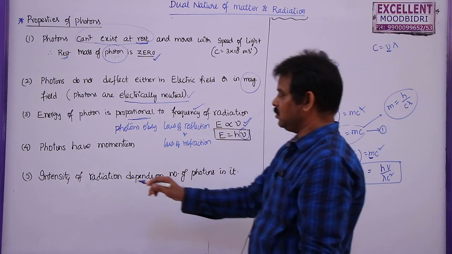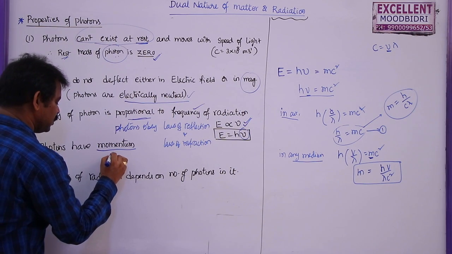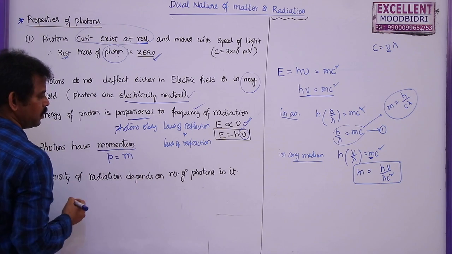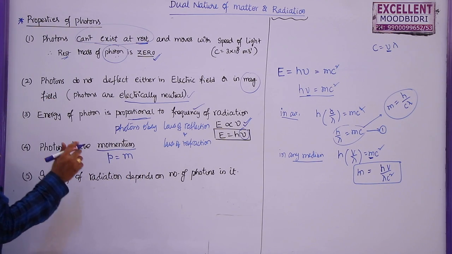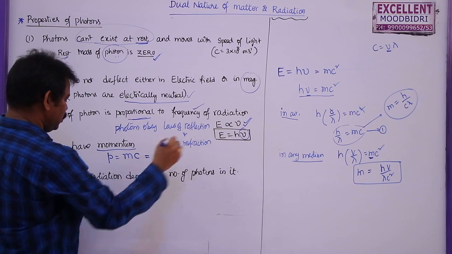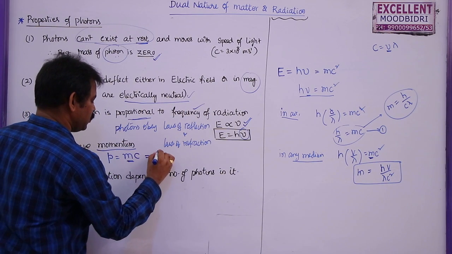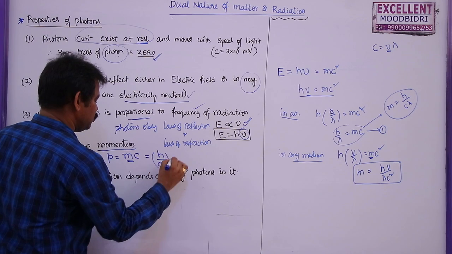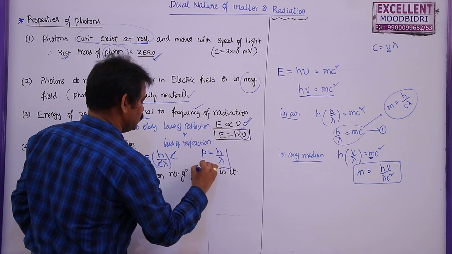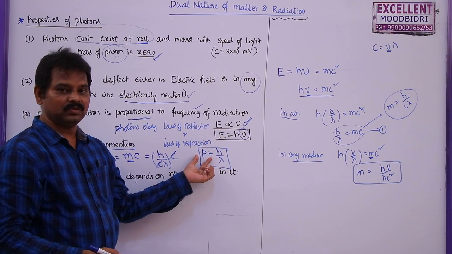Now the fourth point: photons carry momentum. So what is this momentum? We know that momentum, which I am denoting as a small p, is equal to the mass of the photon into the speed of the photon. When the medium is not mentioned, let me take the speed of light, which is 3 into 10 power 8. We know that in air, the mass of the photon is given by h by c lambda. So in place of m, I am going to write h by c lambda into c. The c gets cancelled. So momentum is given by h by lambda. So here also momentum is a constant by wavelength. Whenever the wavelength changes, the momentum changes.